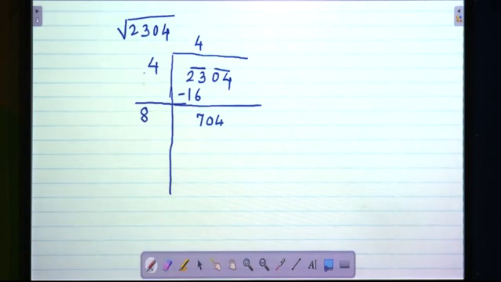What we did here: the nearest square we took, 4 square is 16. So, 23 minus 16 is 7. The next group we brought down, it became 704 in the dividend. Now, we are taking double of the quotient here. The double of 4 is 8.